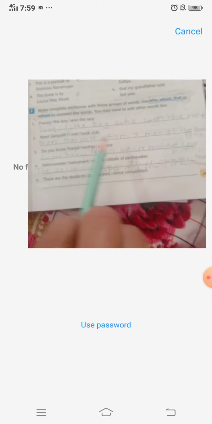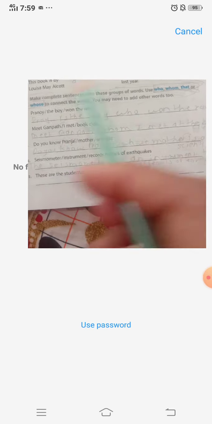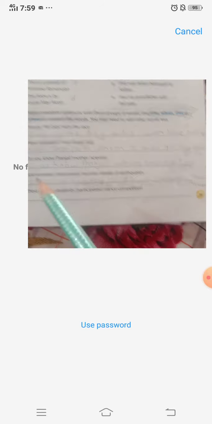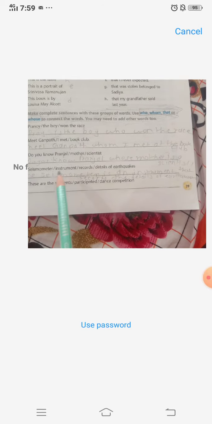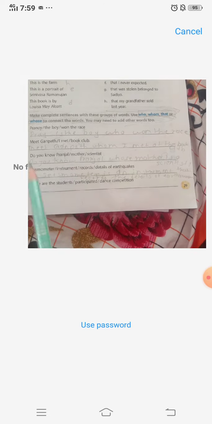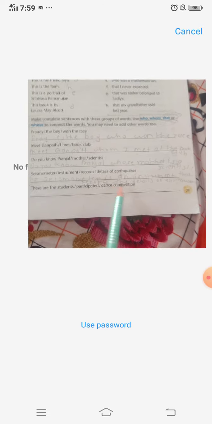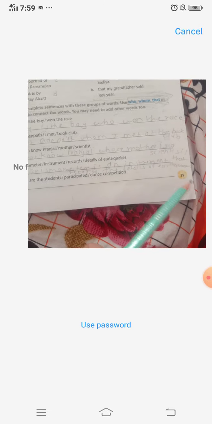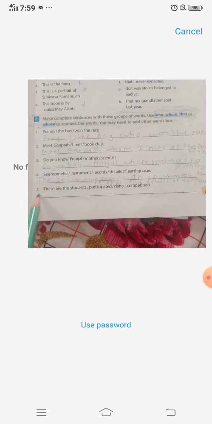Now here, these are the words we are taking. You can choose yourself to make the sentence. Seismometer, instrument. The seismometer is an instrument that records the details of earthquakes. So in this way you have to solve.